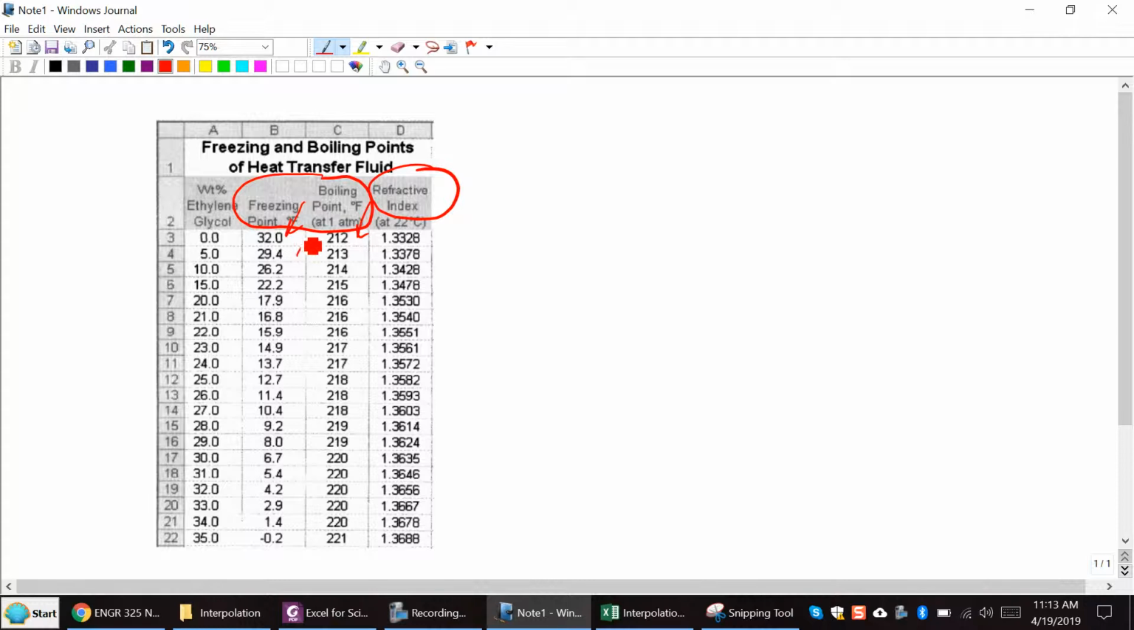29.4, right? So if I add 10%, what's my freezing point? Okay, so now if I add 7%, what's my freezing point? Well, that's interpolation, and it's real easy, you could come up with something to figure this out. All you have to do is just have 2 points.